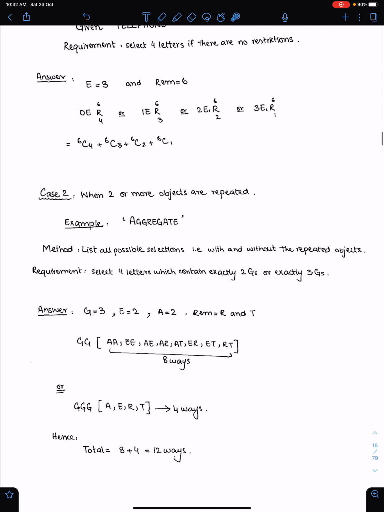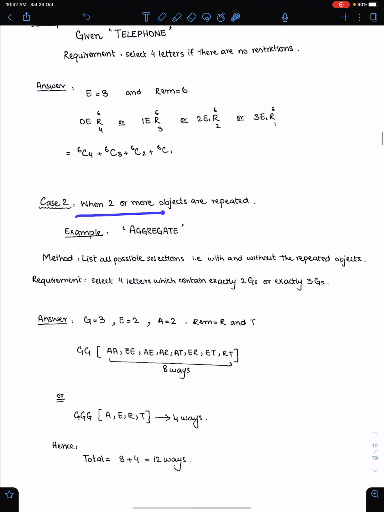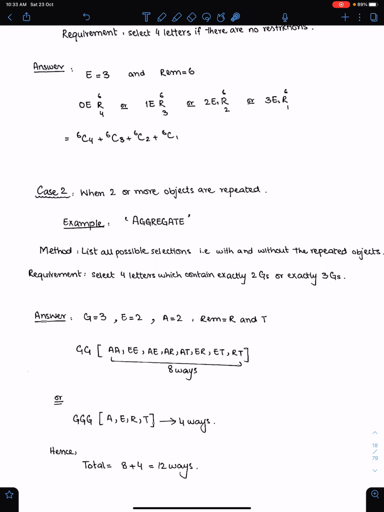But when 2 or more objects are repeated, now this situation is complicated. So list all possible selections, that is with and without the repeated objects. Requirement: we have to select 4 letters which contain exactly 2 G's or 3 G's. So this is very important.